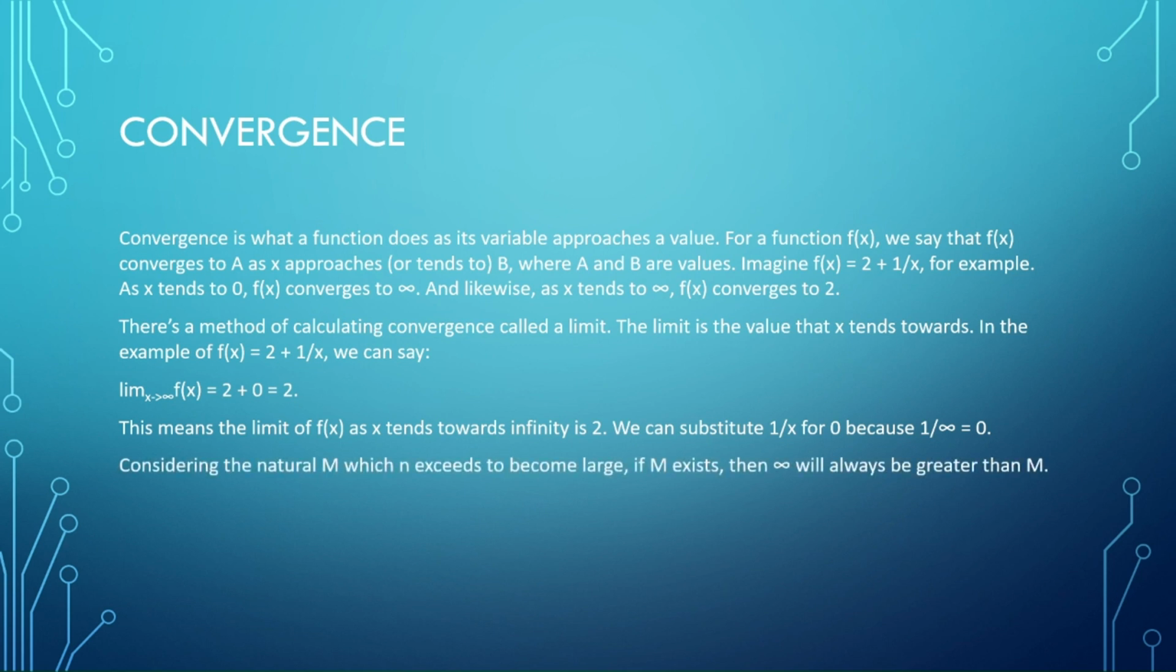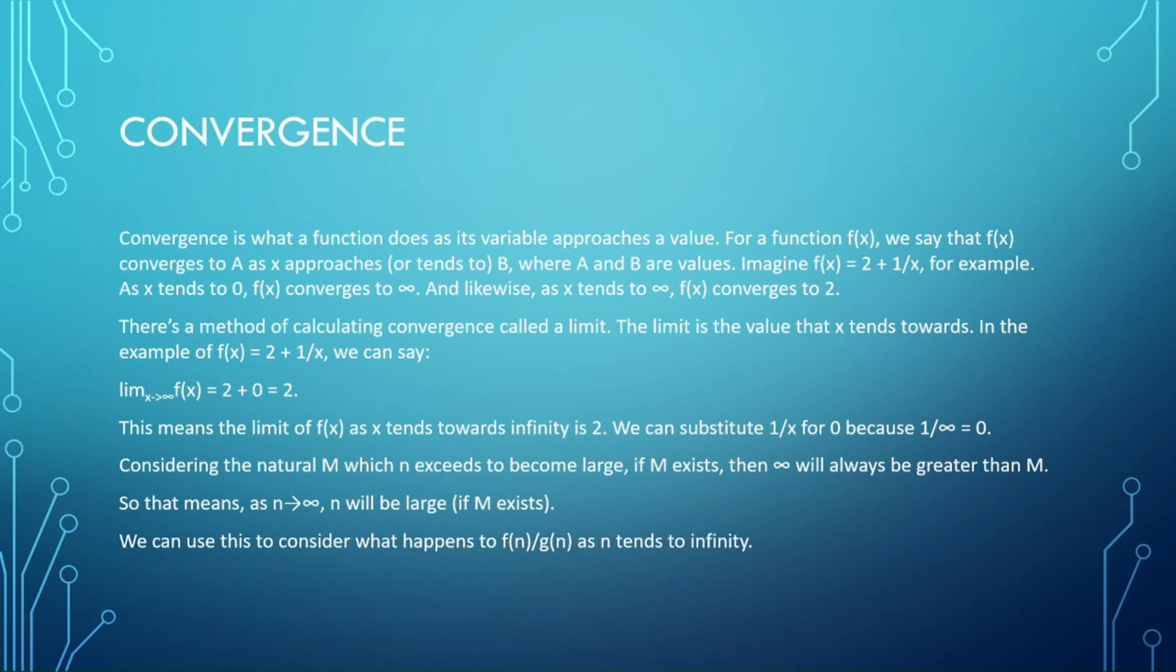Considering the natural m, which n exceeds to become large: if m exists, then infinity will always be greater than m. So this means as n tends to infinity, n will be large because it will always be greater than m. So we can use this to consider what happens to f of n over g of n as n tends to infinity.